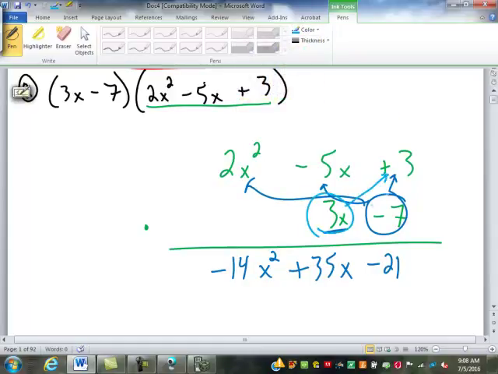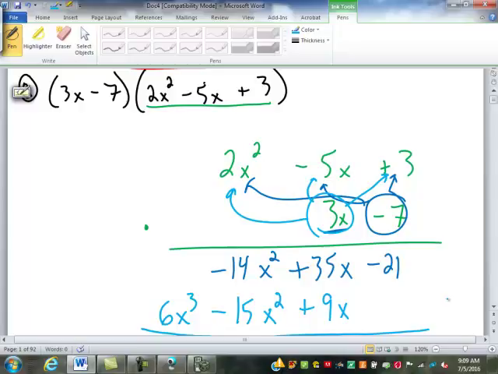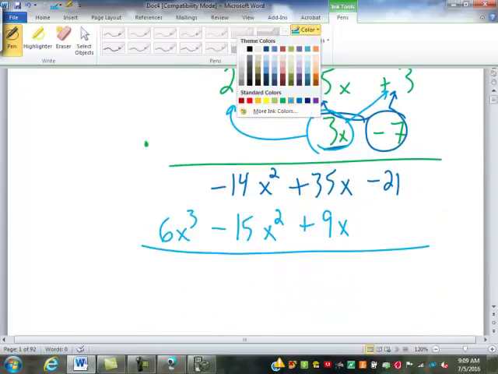3x times 3 is 9x. So that's going to go underneath the other x here. So underneath the 35x. 3x times a negative 5x. Negative 15x squared. Good. X times x makes x squared. And 3x times 2x squared. 6x to the third. Good. X times x squared is x to the third.